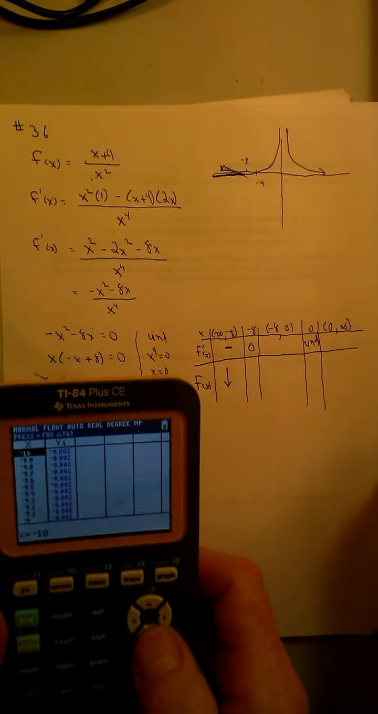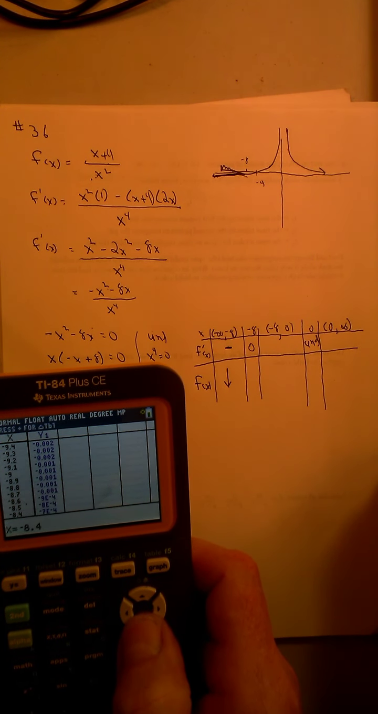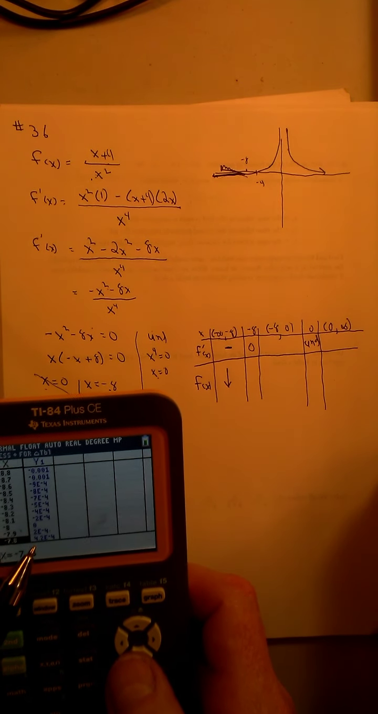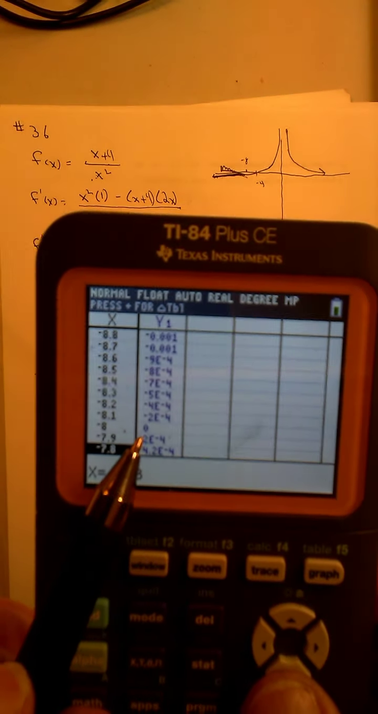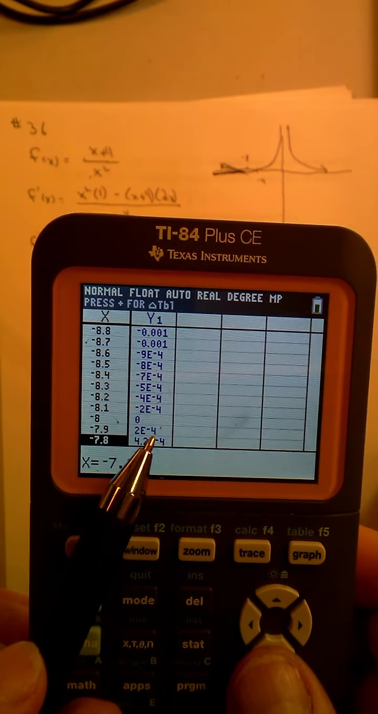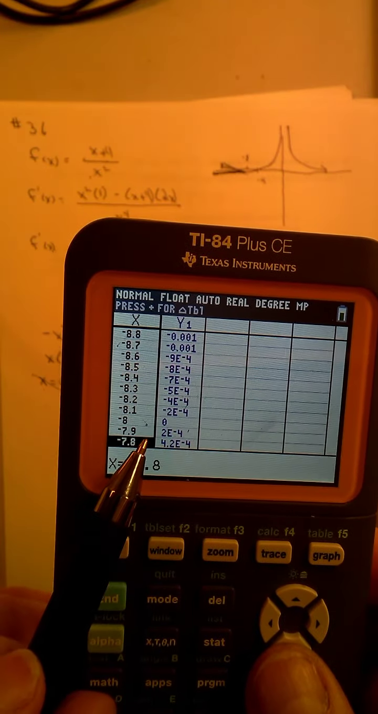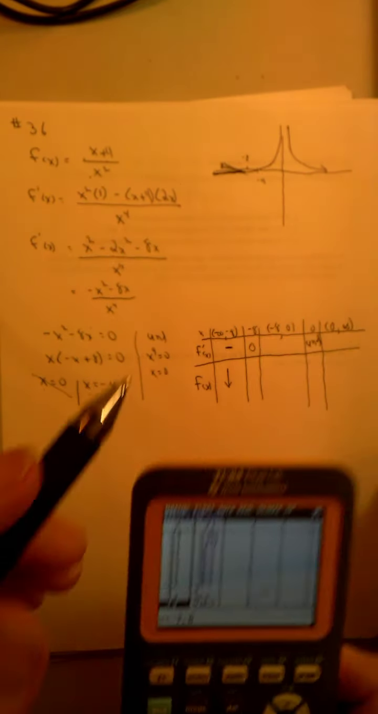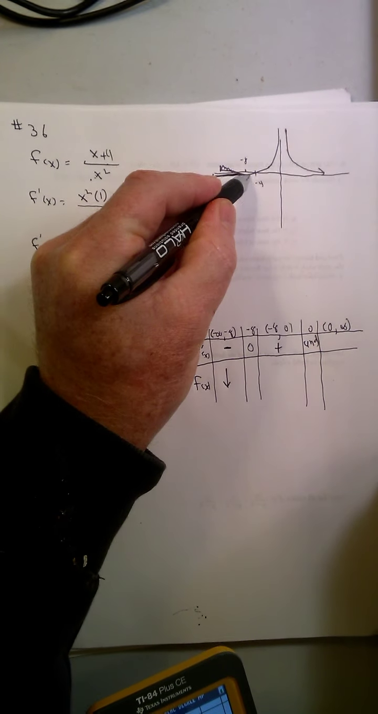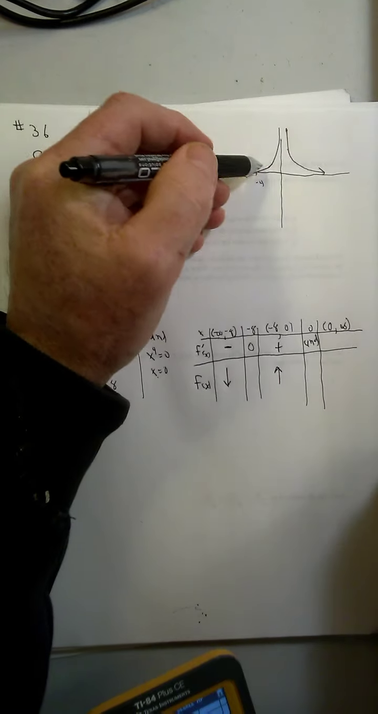Now after -8, two times 10 to the -4th, 0.0002. Positive. There's no negative sign in front of these. So these guys are positive, which means function increasing all the way, all the way.